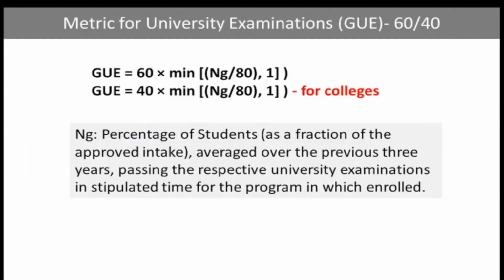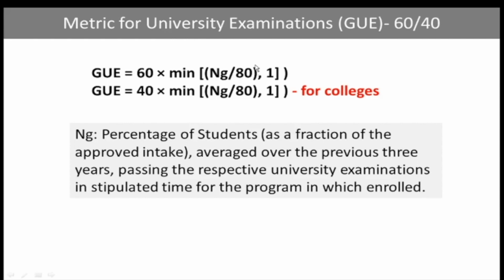Now, the second metric is common under overall category and for colleges. And this metric is the metric for university examinations, abbreviated as GUE. It carries 60 marks under overall category and 40 marks for colleges. Obviously, the formulae are different for overall category and for colleges. And the factor which is multiplied for overall category is 60 and it is 40 in case of colleges.